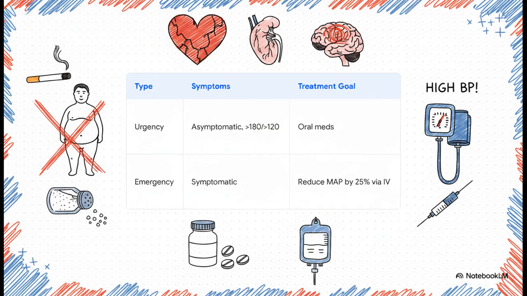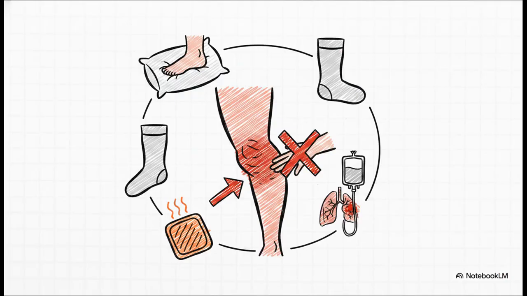If they are totally asymptomatic, it's a hypertensive urgency. Just restart their oral meds. But if they're symptomatic, complaining of a headache, blurred vision, or shortness of breath, bam, that's a hypertensive emergency. Your immediate goal is to get them IV medications to drop that mean arterial pressure by 25% within the very first hour.